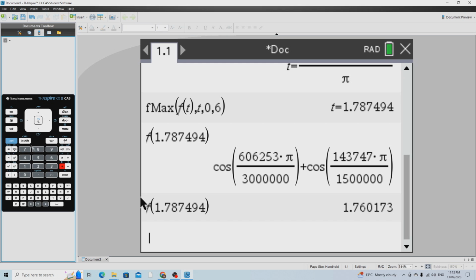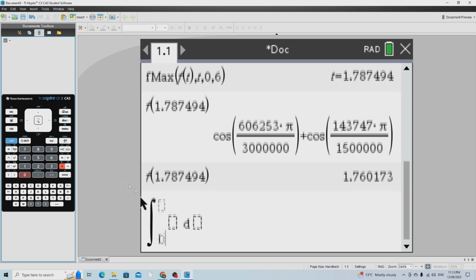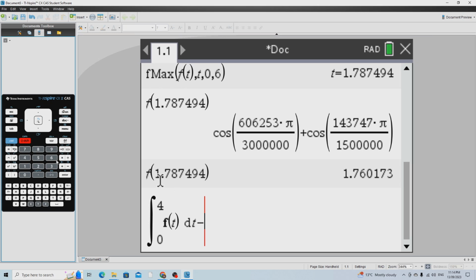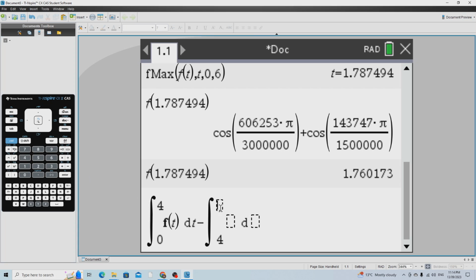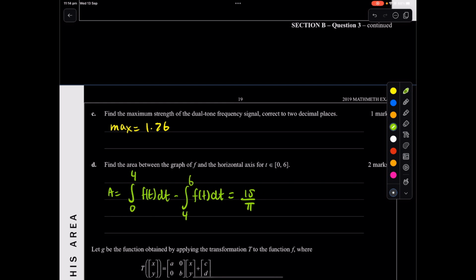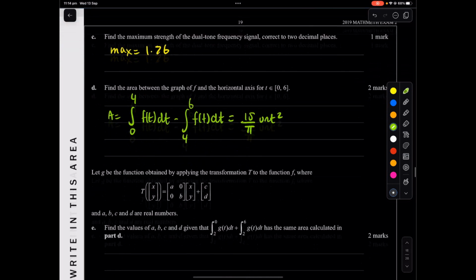Perfect. Which should equal, alright, so let's do that. So we're saying from 0 to 4 of f of t dt plus, actually minus, 4 to 6 of f of t dt, and that's 15 over pi, units squared.